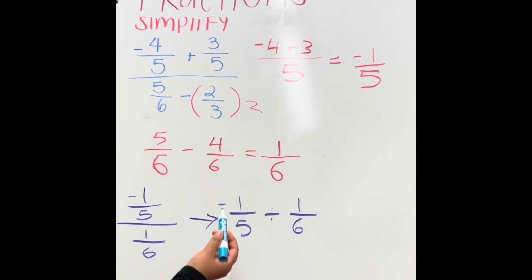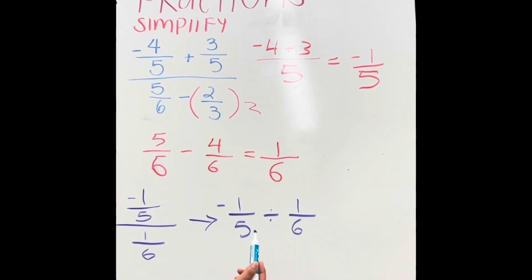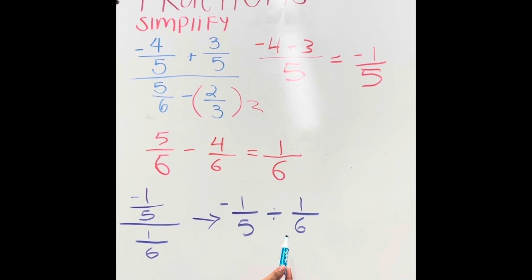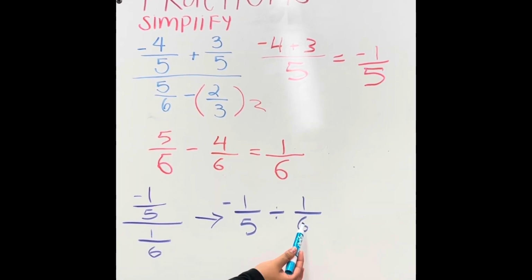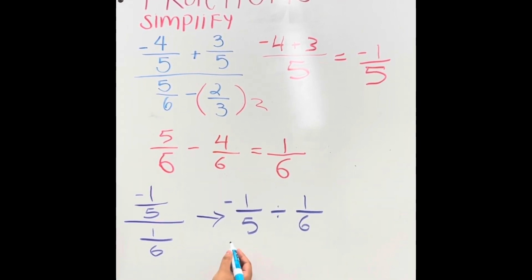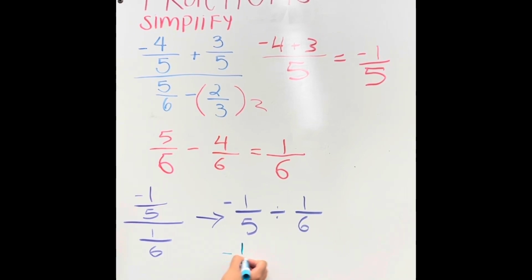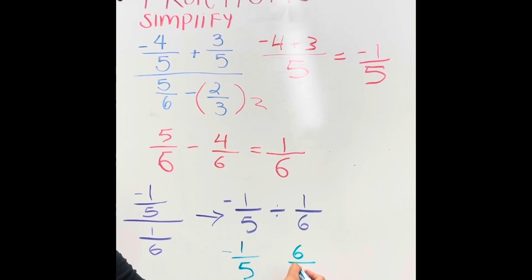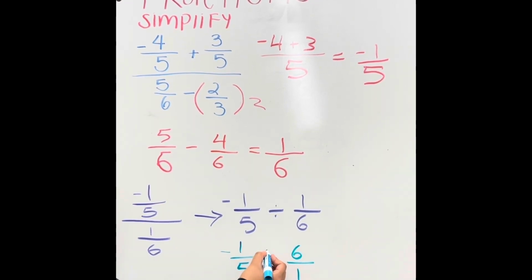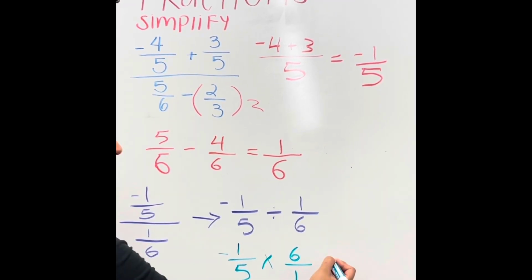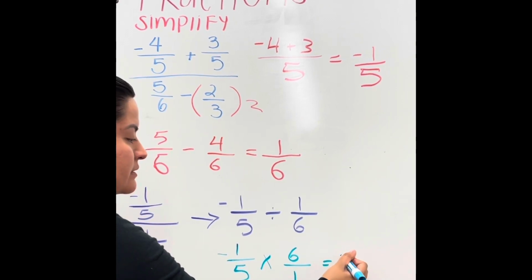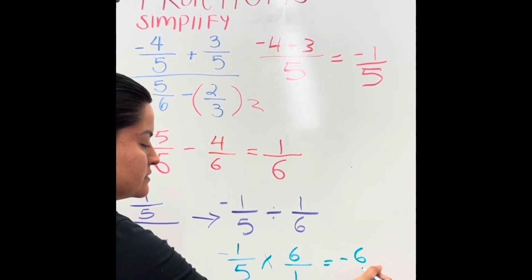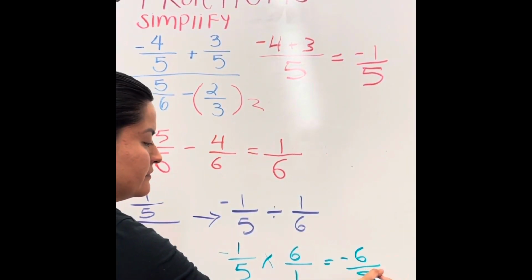Okay, so now the way you divide is by turning this into the reciprocal of it, right? So it would be negative 1/5, and this would be 6 over 1, but we would multiply here. And your answer here would be negative 6 over 5.